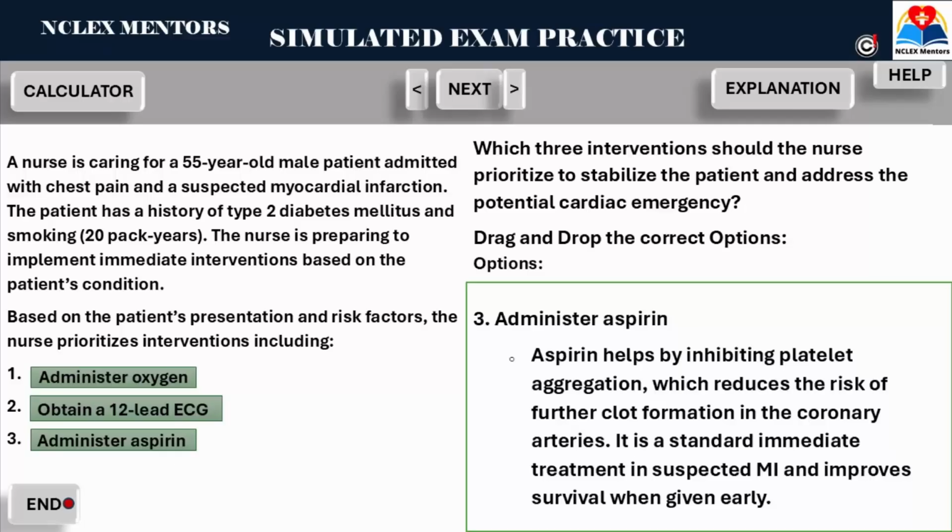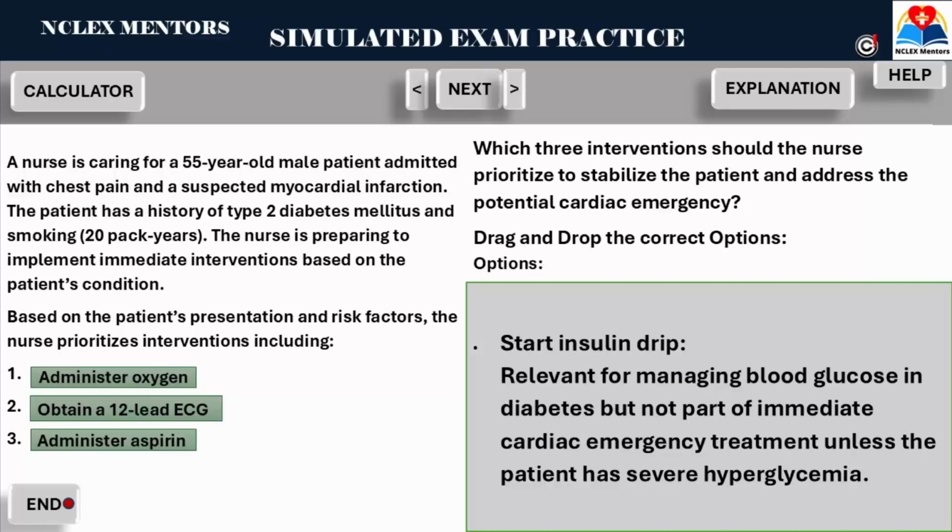3. Administer aspirin. Think of aspirin as your clot buster's assistant. It helps stop more platelets from gathering and forming a bigger clot. It's a simple little tablet, but it saves lives by preventing the heart attack from worsening. Giving this early is standard MI protocol and improves survival. Why the other options can wait.